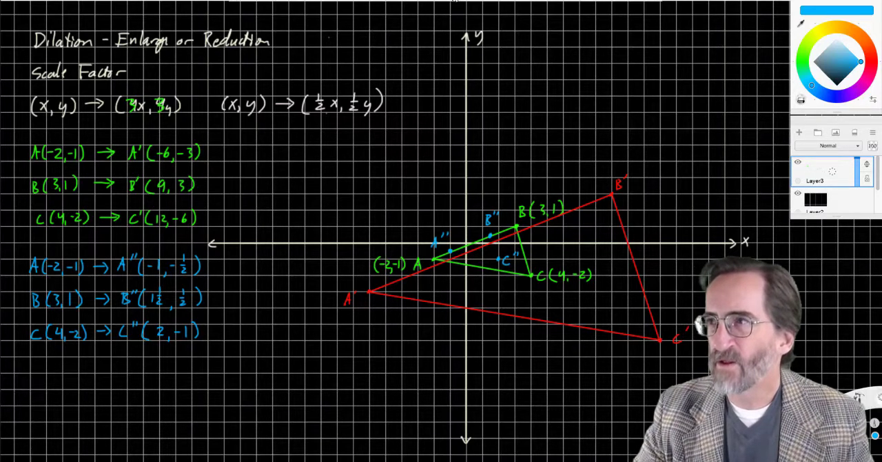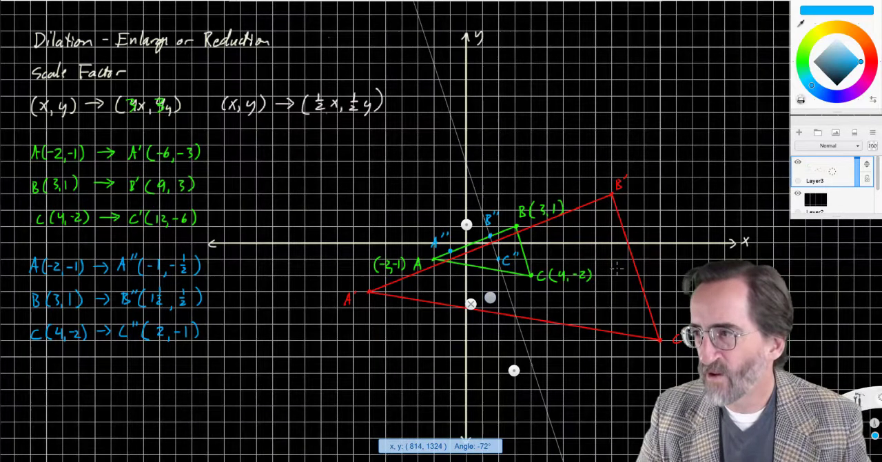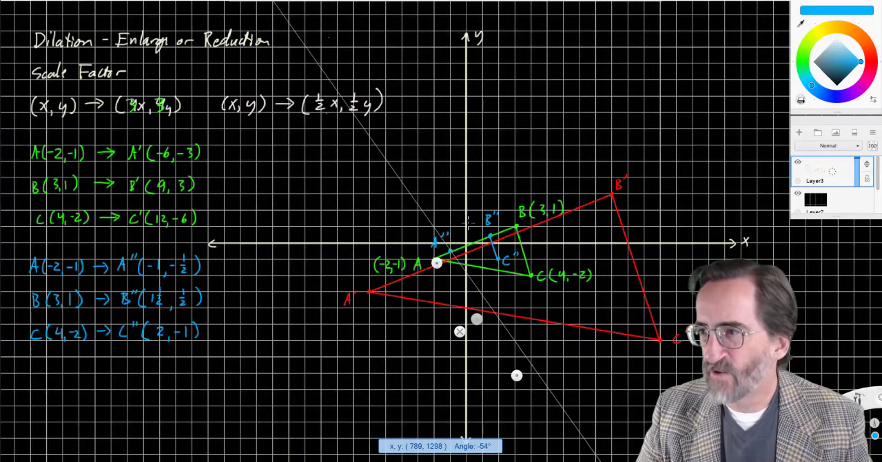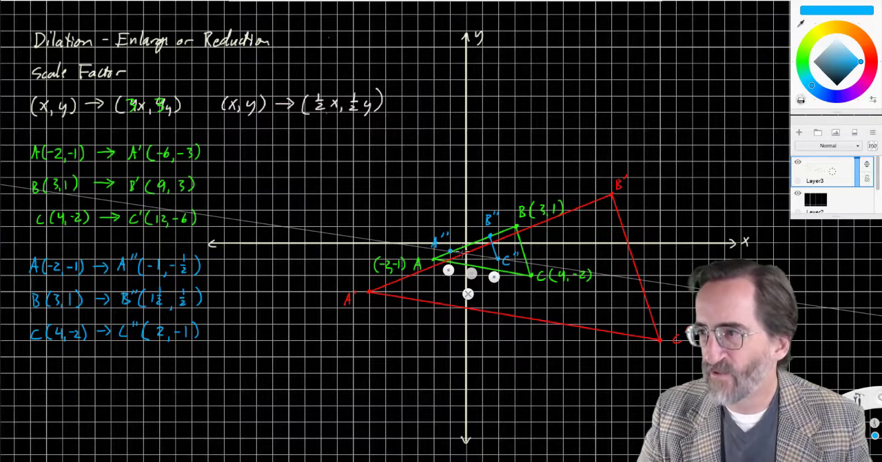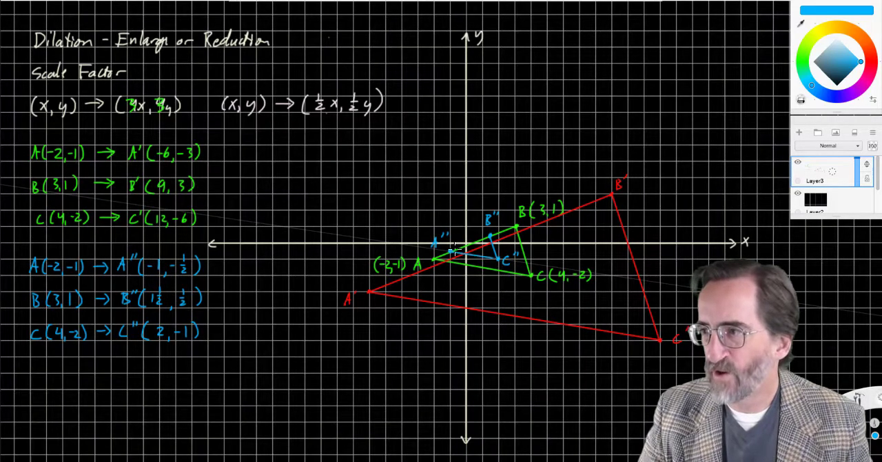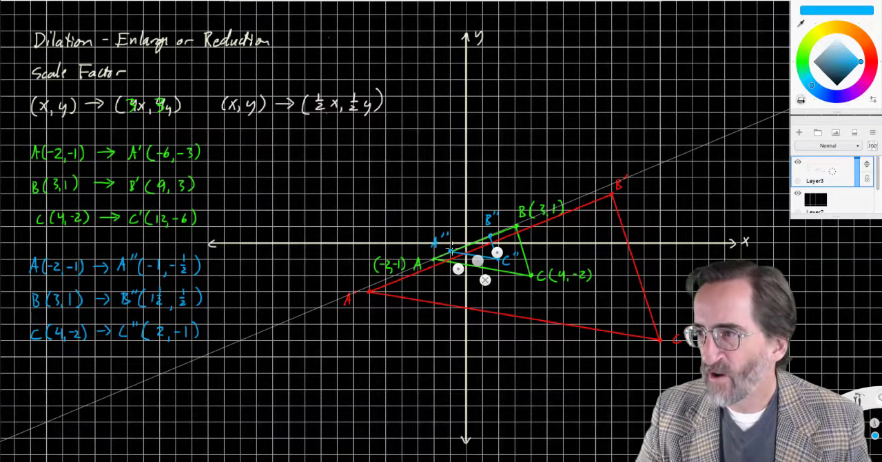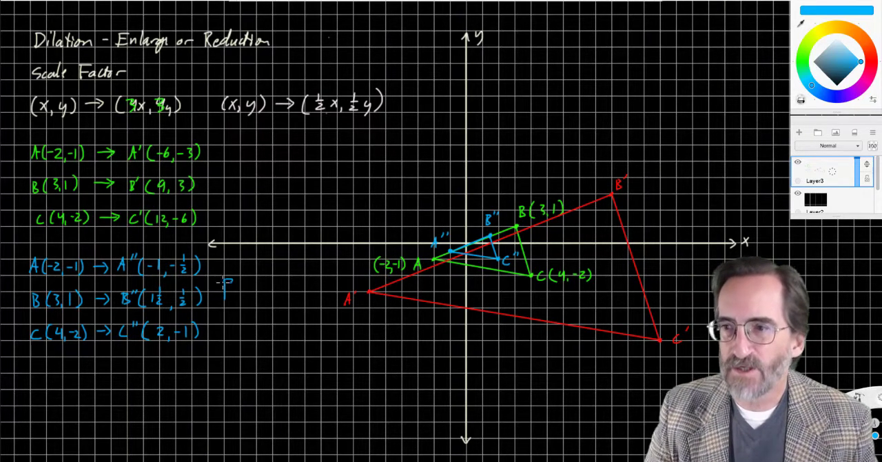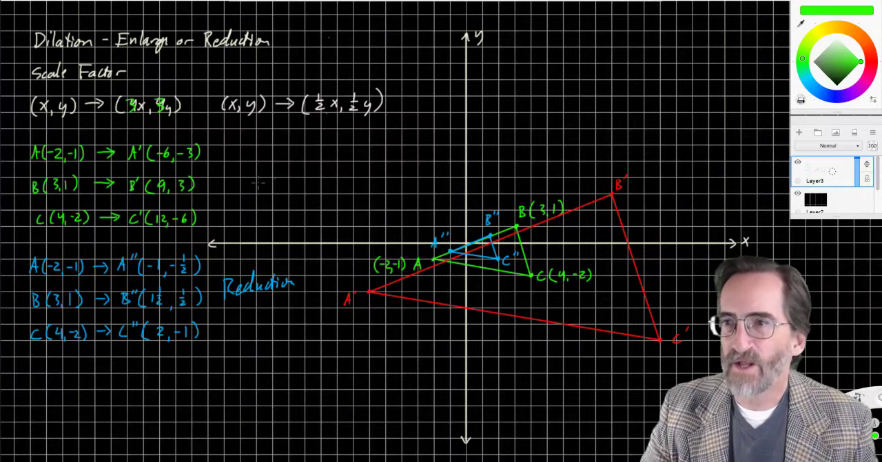Okay? And look at that. We've got, again, the same triangle, same shape, but we've got a very different size. The shape is half of what it was before. All right, and so that's a reduction. And the green was an enlargement.